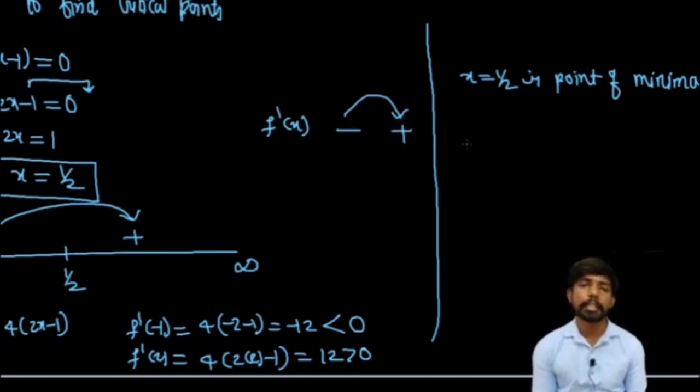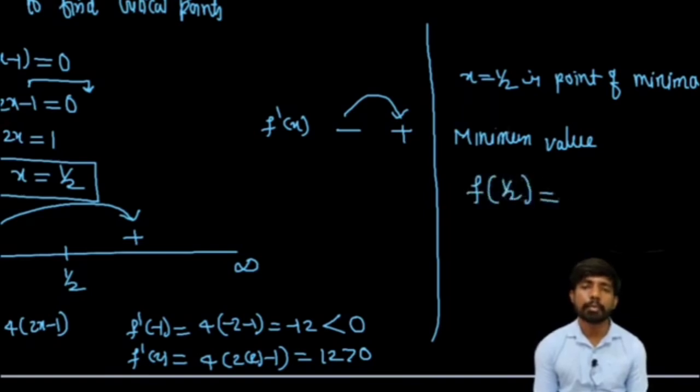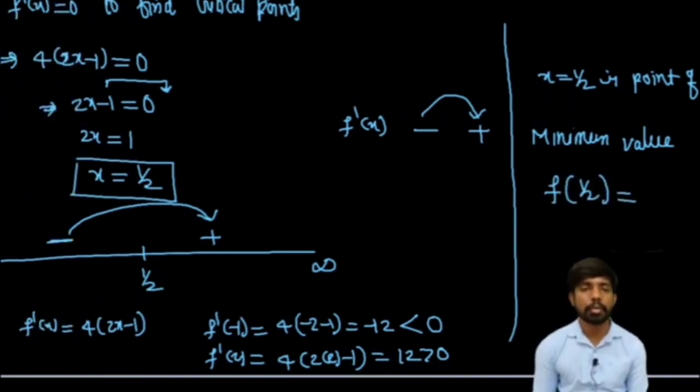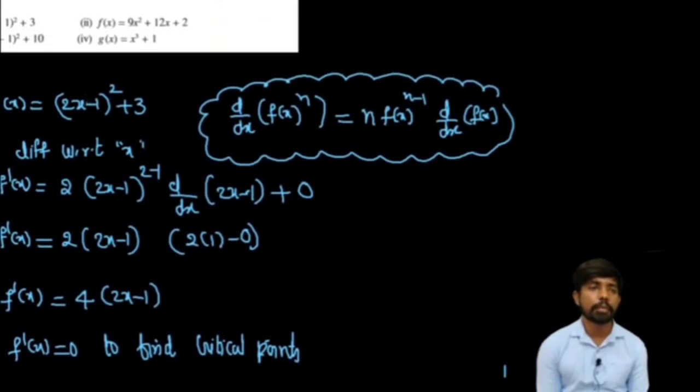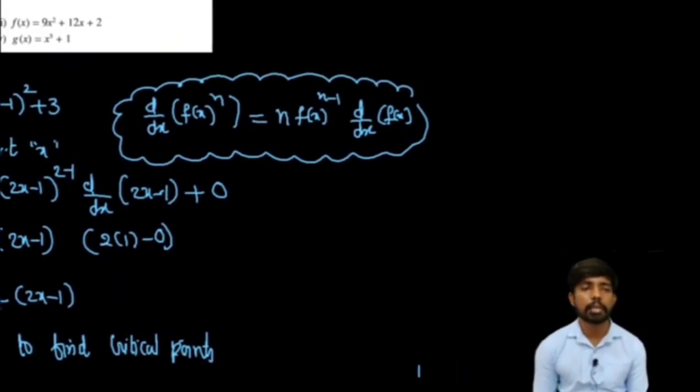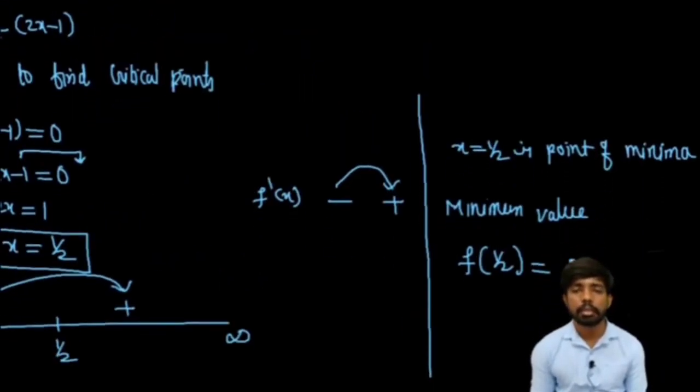Okay, next, finding the minimum value. The minimum value can be found by using f of 1 by 2. Substitute 1 by 2 in the function. What is the function? The given function is 2x minus 1 whole square plus 3.